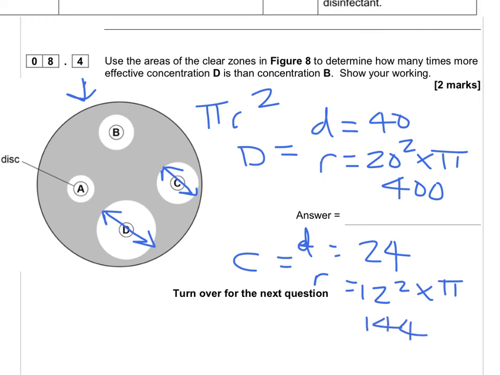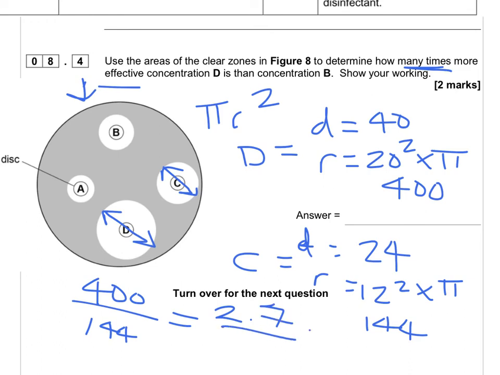And then it says how many times more effective, so all you do is 400 divided by 144, and you will get the answer 2.7 times. So there we go. So you'd actually use the paper, work out the pi r squared, and divide D by C, and that will tell you how many times more effective it is.